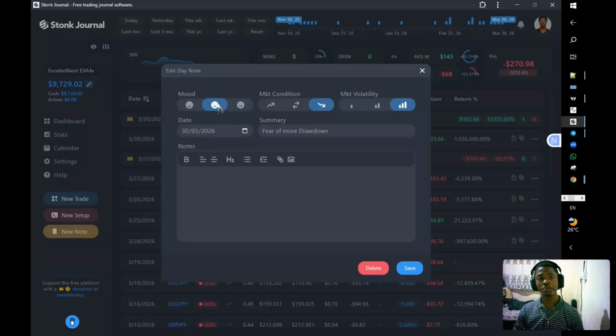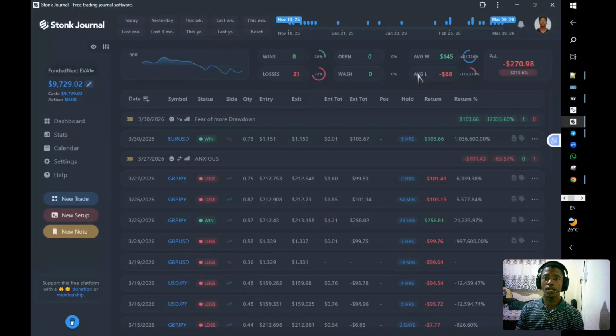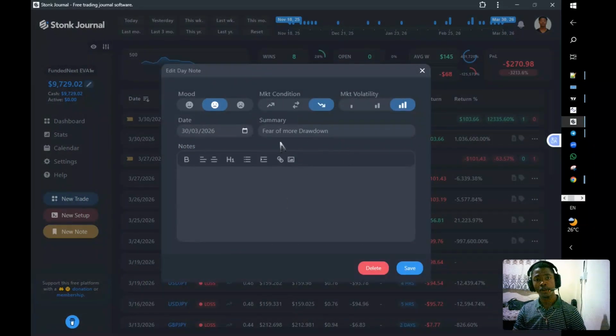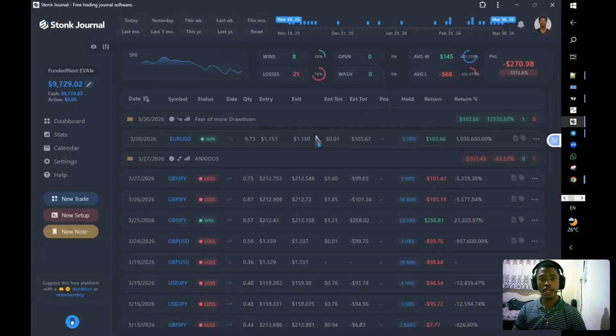And my mood was mixed, because I was feeling relaxed, because I trust my process, so I wasn't that anxious. But I was in a bit of fear, because I'm already in drawdown. I was afraid that if the first trade of the week is a loss, I'm going to end up getting into more drawdown. So as you can see, the market, the notes of the day, fear of more drawdown, this is what caused my psychology to eventually close the trade before it had fully played out.